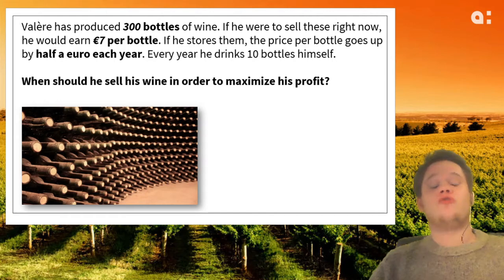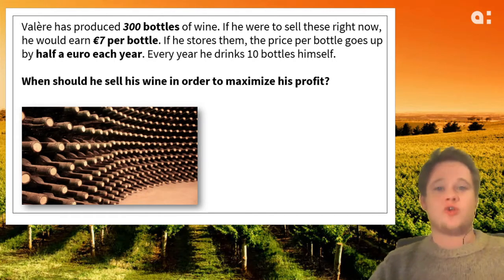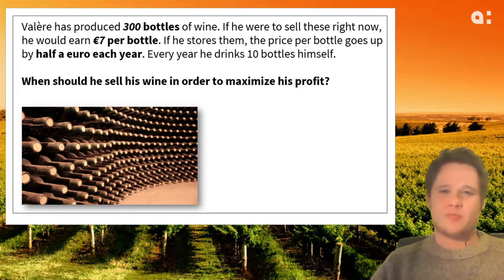Apart from the amount of fertilizers, Valère also wants to know how long he needs to store his wine bottles in order to have a maximized profit. Valère has produced 300 bottles of wine. If he were to sell these right now, he would earn €7 per bottle. If he stores them, the price per bottle goes up by €0.5 each year. Every year, he drinks 10 bottles himself. When should he sell his wine in order to maximize his profit?